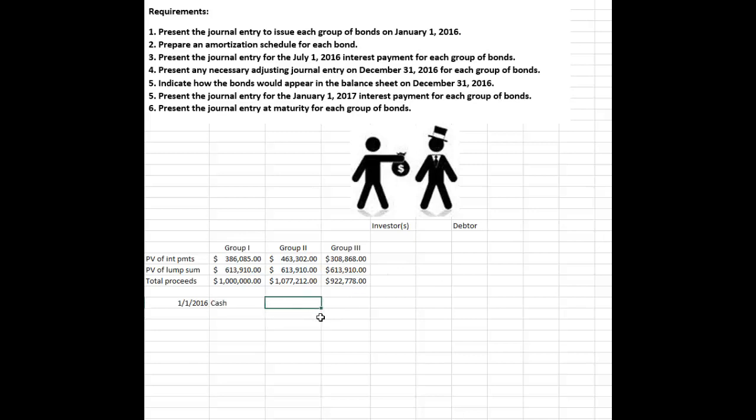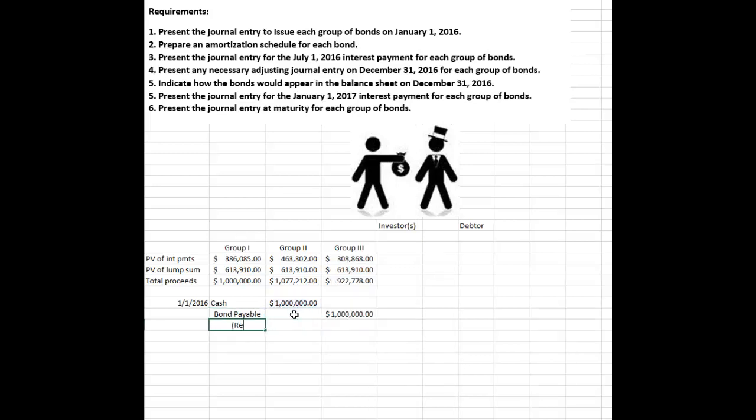Our cash is going to increase by these total proceeds. Remember, I rounded up there. And in exchange, we're going to enter into a long-term contract, a long-term liability, a bond payable, $1 million. So this is to record the issuance of the Group 1 bonds. Okay, so that's what you would do there. Very straightforward. The second group of bonds, however, is a little less straightforward because we are getting more cash. Remember, we're the debtor. We're going to get cash in the amount of $1,077,212.